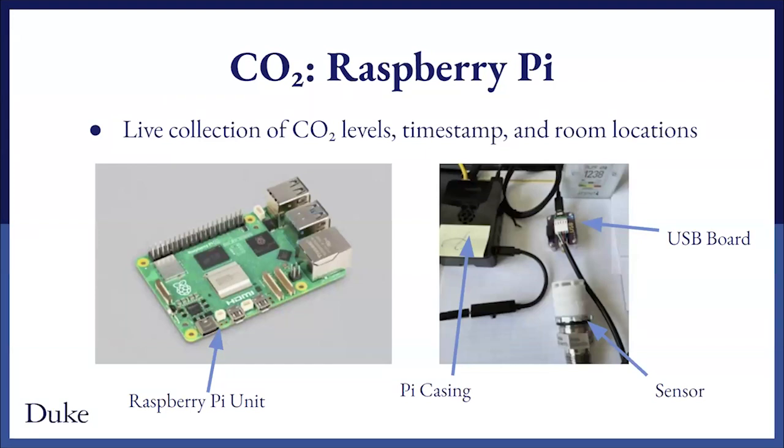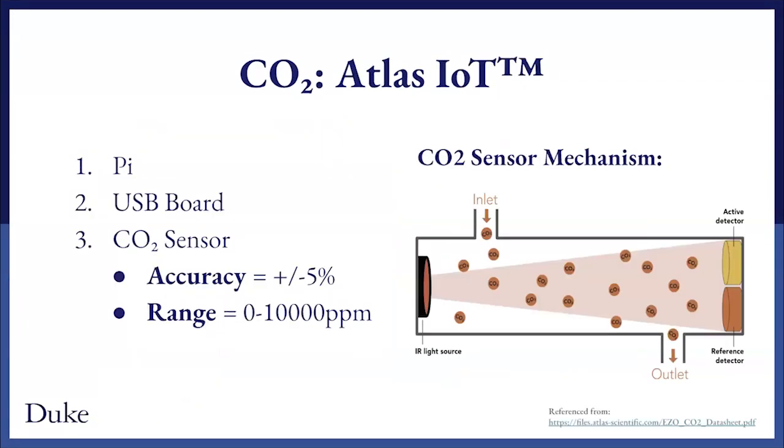Thank you, AD. Right now, AD and I are going to spend the beginning of our time talking about the CO2 side of things, while Shreya and Gabe will talk about the Wi-Fi side. For the CO2, as I mentioned earlier, we're using an Atlas Scientific CO2 sensor, as you can see on the right-hand side, connected to a USB board and a Pi casing. On the left-hand side, we have a Raspberry Pi unit, and together they collect live CO2 readings with the timestamps and the room locations.